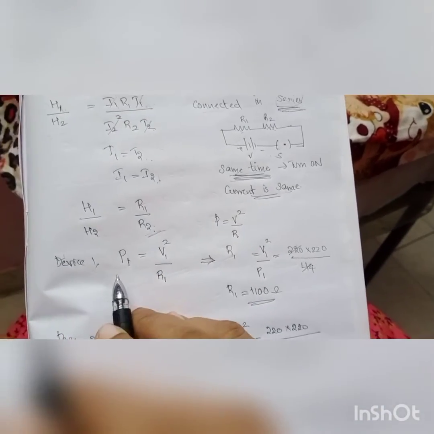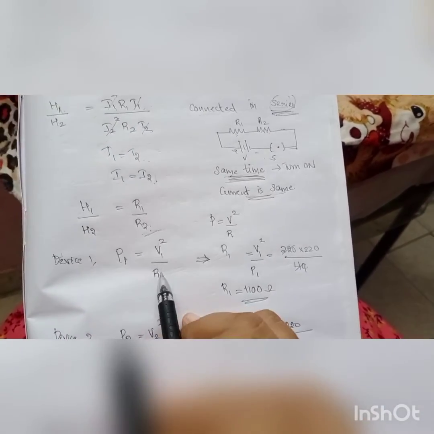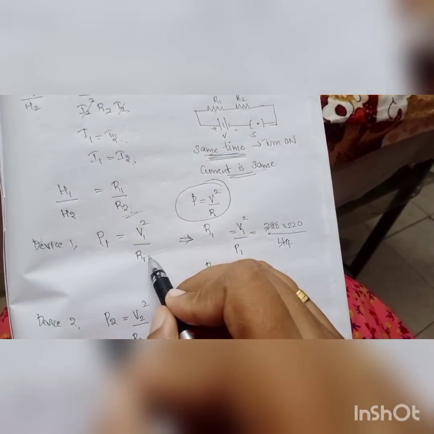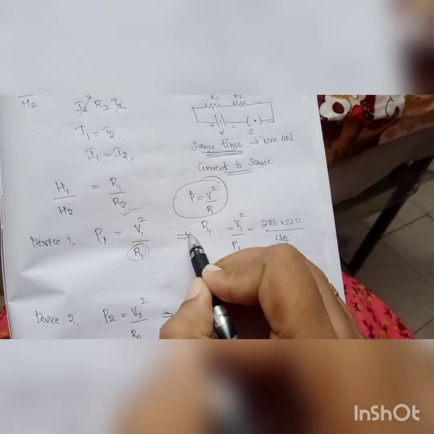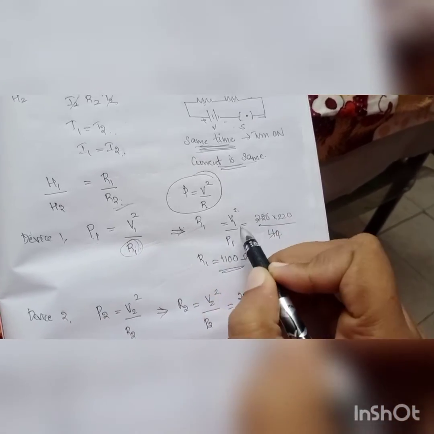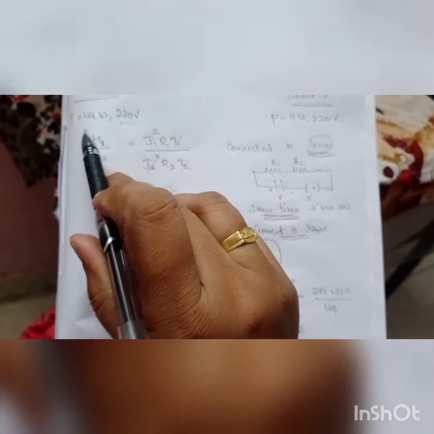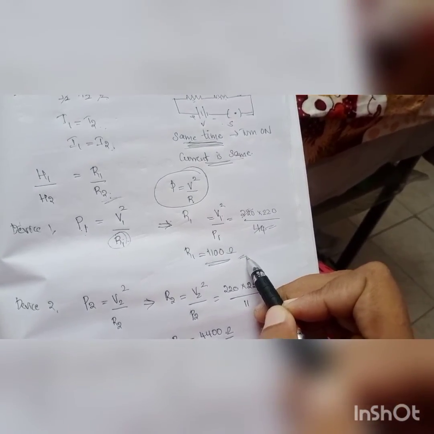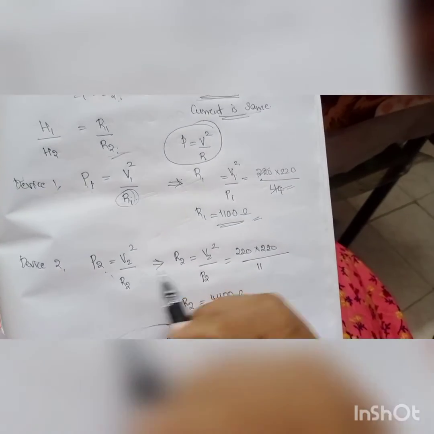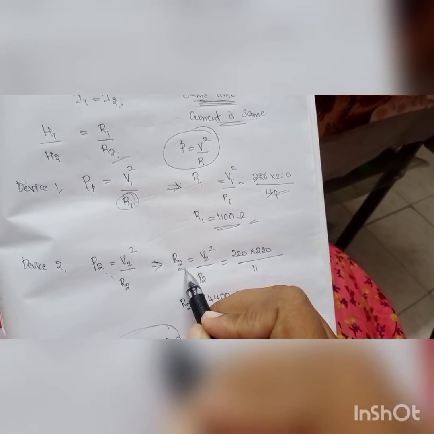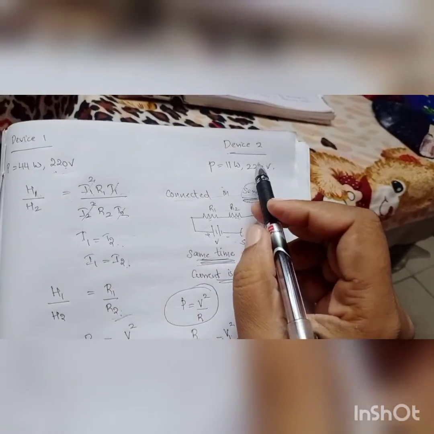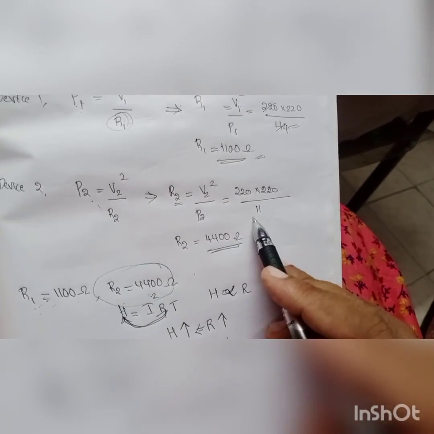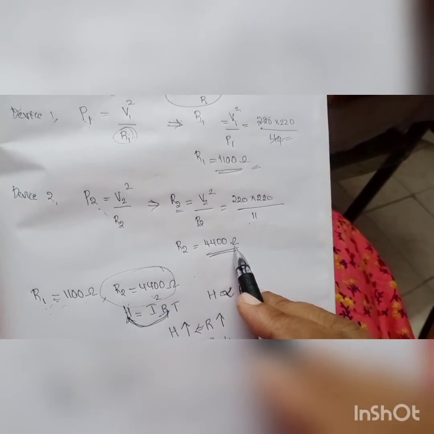Now for device 1, we know the power P is V square by R. This is the general equation for power. To find the value of R1, it is V1 square by P1. The V1 value is given as 220 volt and the P1 value is 44 watt. Substitute, and you will get the value for R1 as 1100 ohm. Similarly for device 2, to find the resistance R2, it is V2 square by P2. The voltage is given as 220 volt and the power is given as 11 watt. Substitute and you'll get the value for R2 as 4400 ohm.